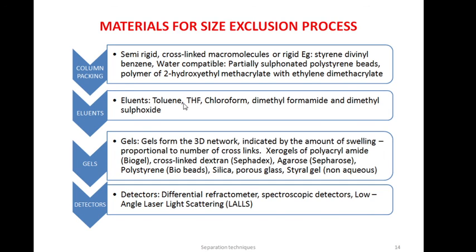For eluents, you can use toluene, tetrahydrofuran, chloroform, dimethyl formamide and dimethyl sulfoxide. If it is aqueous, then you can use aqueous solvents. Detectors are differential refractometer, spectroscopic detectors, or low angle laser light scattering instruments. Okay, these are the materials which are used during size exclusion process.